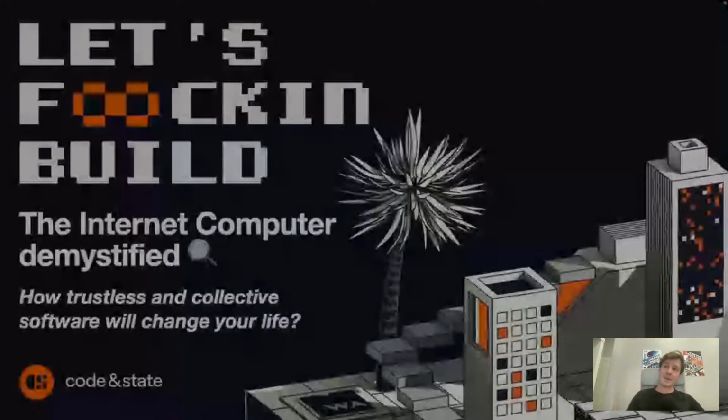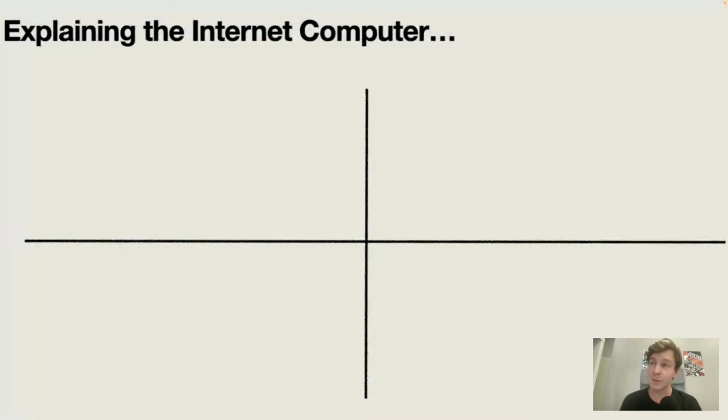Working at Codent State over the previous few months, I've been asked and challenged a lot about explaining the internet computer. Of course, that's a huge part of the bootcamp, but also just generally in conversations. I've noticed that there are so many ways to explain the IC. It's really crazy to think about how many different perspectives we can have on this piece of technology.